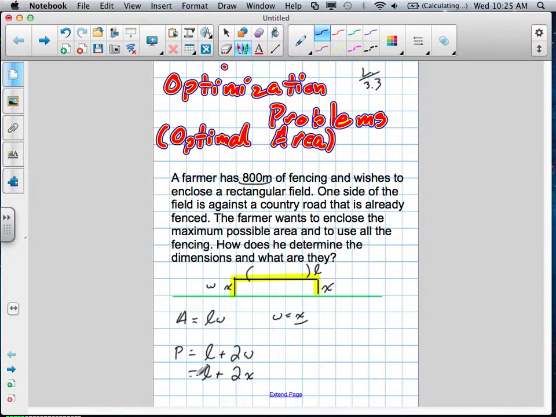We don't know what our length is yet, and we know the perimeter of the fence is 800. Okay. So since we have that information, we're going to reorganize this in terms of length. We know that length will now be equal to 800 subtract 2x.